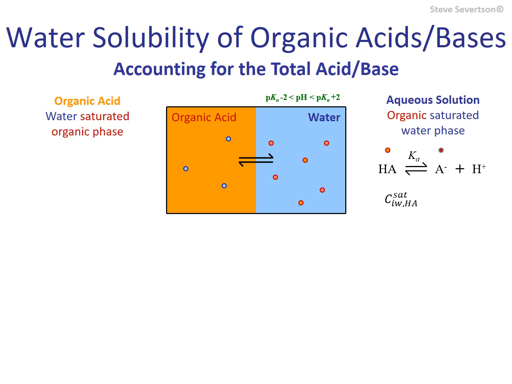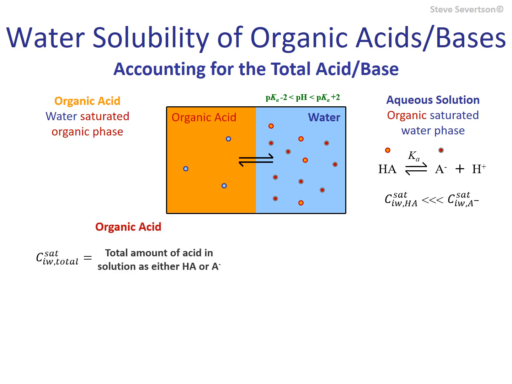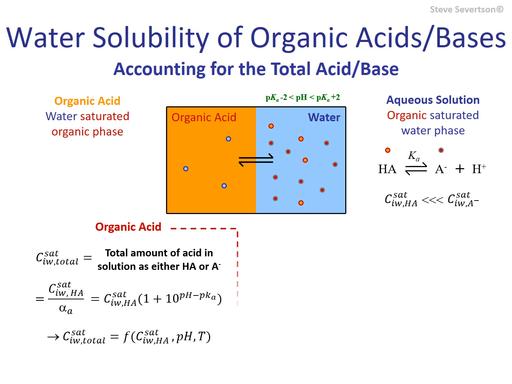The water solubility of the formed conjugate base, designated here with the subscript A-, is substantially greater than that from its free acid form. We will assume that the ionized form is completely miscible in water and will reside exclusively in the aqueous solution. With this assumption, we can write an expression for the total water solubility of an organic acid, which takes into account both the acid and conjugate base, indicated with the added subscript total.